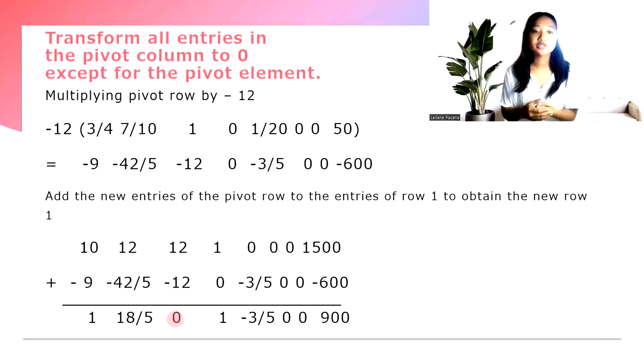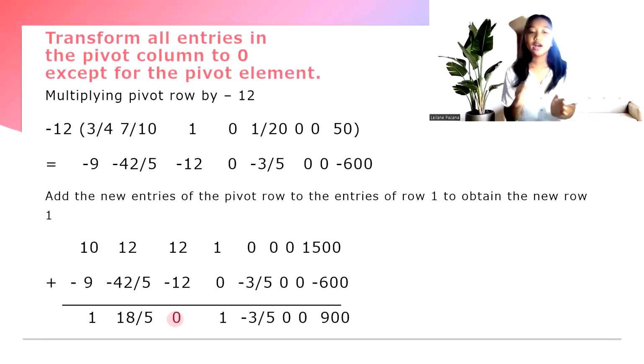-12 times 3/4, that's -9. -12 times 7/10, that's -42/5. -12 times 1, that's -12. -12 times 0, it's 0. -12 times 1/20, that is -3/5. -12 times 0, it's 0. -12 times 0 is 0. And -12 times 50, that is -600. So those results, we have to add to our previous entry in our row 1.